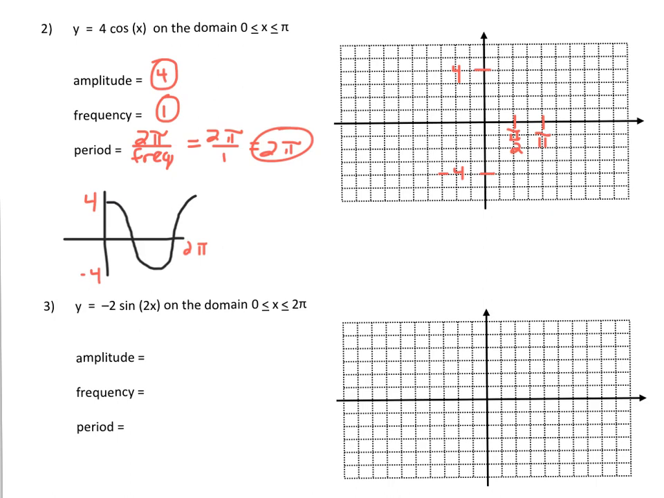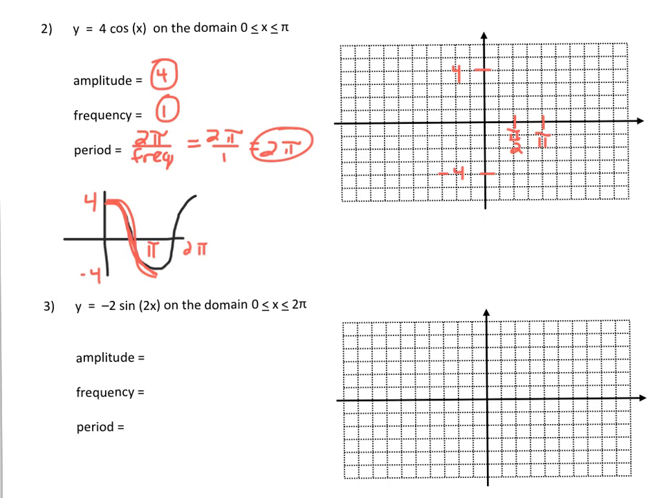But here's the deal. We're only graphing to pi. We don't want to go all the way out to 2 pi. So if this is where 2 pi is, wouldn't halfway between 0 and 2 pi be where pi is? So wouldn't pi be at this halfway mark right here? So we're only going to see the first half of this graph from 0 to pi. So this is what it's going to look like on our graph here.